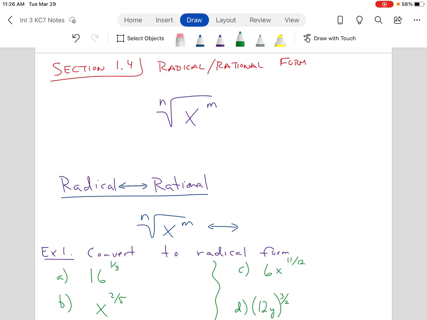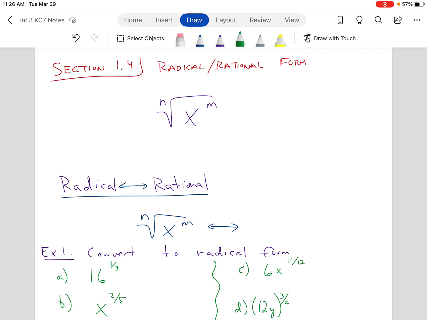Hi everyone, this is the next section, 1.4 of Integrated 3 KC7 on radical and rational form. Now we've already discussed rational form and rational graphs with rational exponents, and now we're focusing more on radicals.